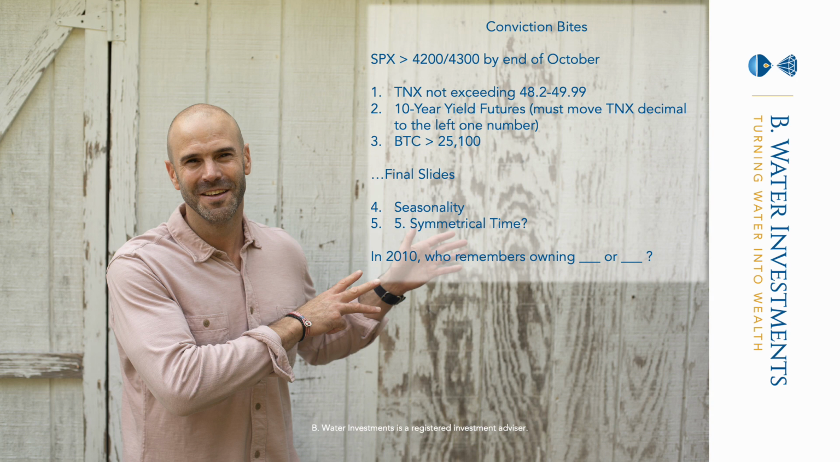Number one is TNX. TNX is a proxy for the 10-year yield futures. So when we look at TNX, we've had a long-term target of 48.2 to 49.99. Often they act as magnets. If the S&P 500 is well above 4,200 and TNX is not getting above 48.2 or 49.99, it can touch it all at once, then that's bullish.